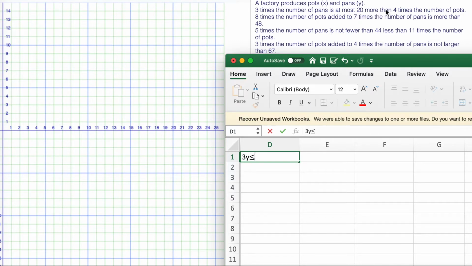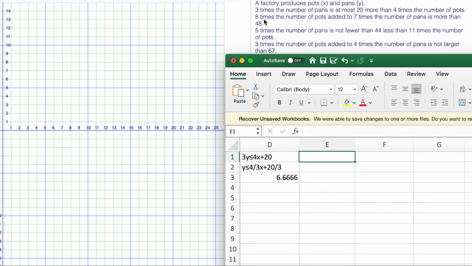more than what? But the what first? 4 times the number of pots. So 4X, and then 20 more than that, plus 20. I want to get the y's all alone, so I'm going to divide everything by 3. We have 4 divided by 3 and 20 divided by 3. 20 divided by 3 is 6.6 repeating. Put that there to remember that.